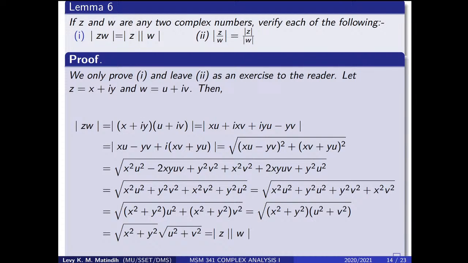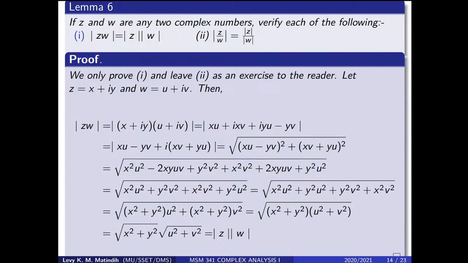Now, when you reach this stage, then we can rearrange the terms and factorize by grouping. If we factorize whatever is under the square root by grouping terms, what you're going to get is x squared plus y squared times u squared plus x squared plus y squared times v squared. And then we also factor out what is common, and under the square root we are going to get x squared plus y squared multiplied by u squared plus v squared.